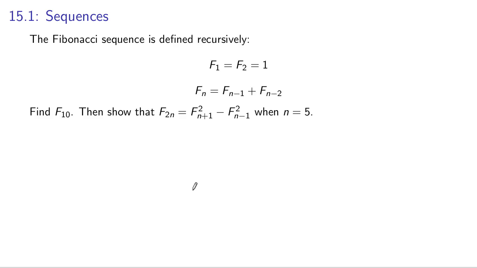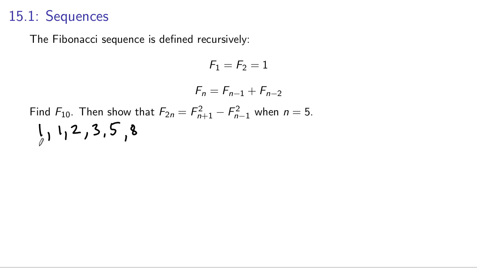The Fibonacci sequence is defined recursively. F sub 1 is the same as F sub 2 is 1. Okay, so our sequence starts 1, 1. And then F sub n equals F sub n minus 1 plus F sub n minus 2. So we take the previous two numbers, add them together to get the next one. 1 plus 2 is 3, 2 plus 3 is 5, 3 plus 5 is 8, and so on.